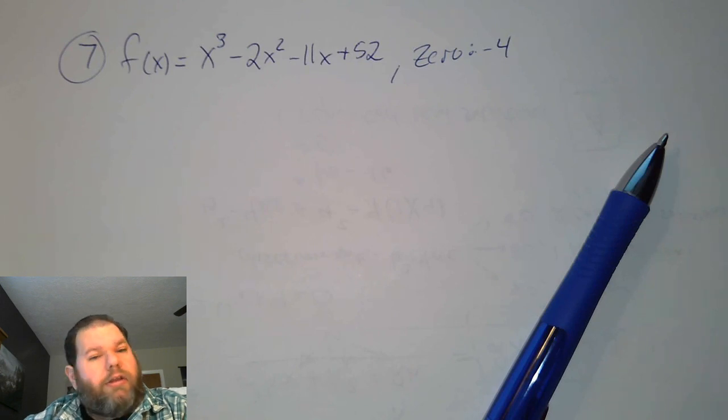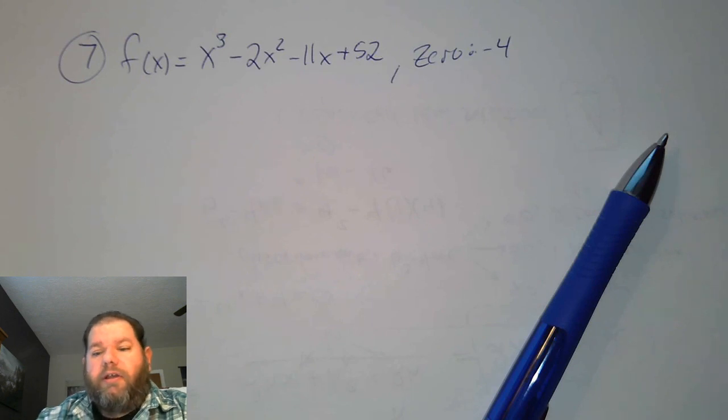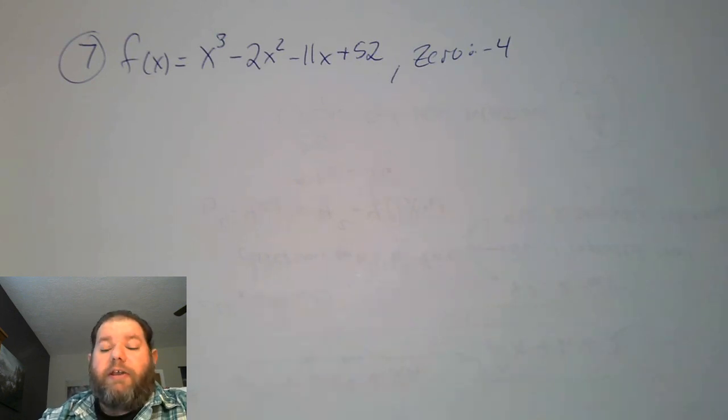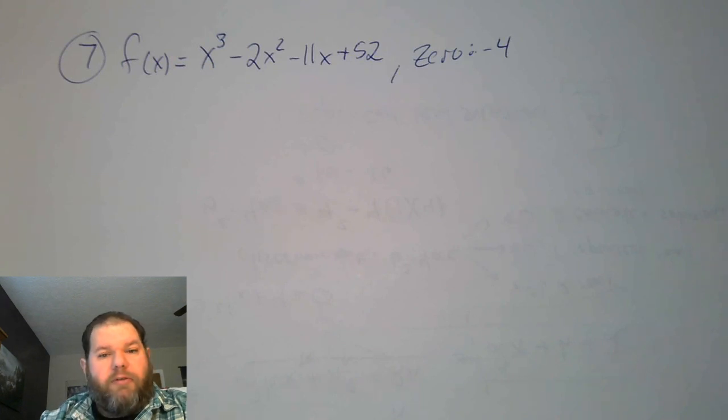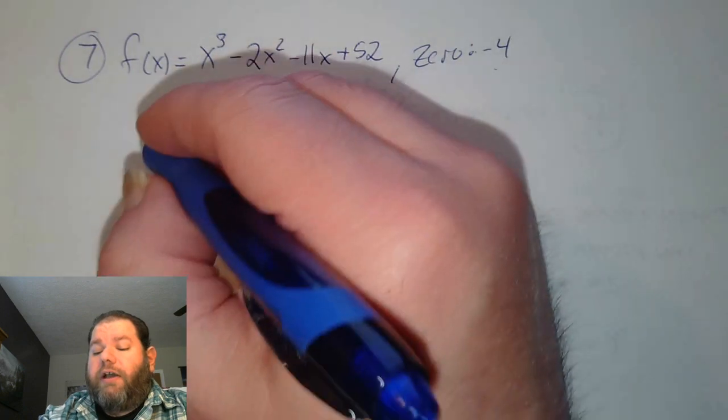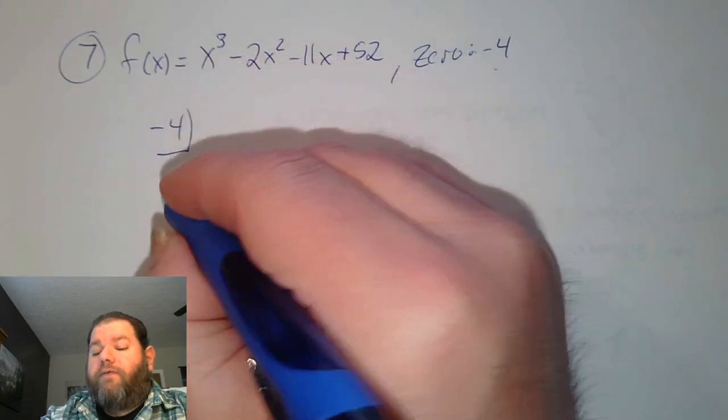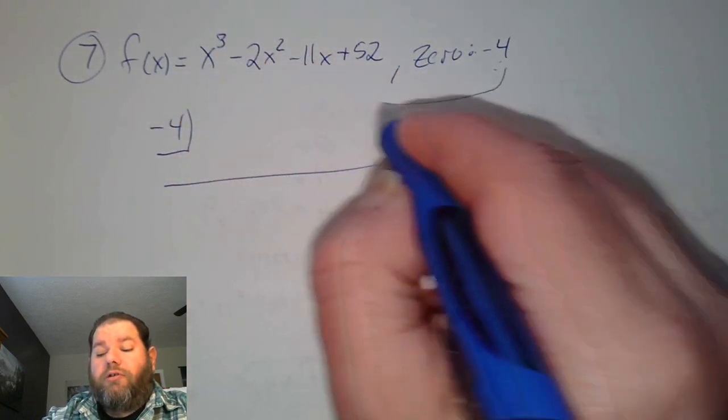But I asked it a little bit differently than this one is presented. Instead of giving you the 0, I gave you the binomial that was one of the factors. This one is basically the same question, but they asked us to find all the zeros rather than the actual binomials, which is really the same process, but it means we have to pay a little more attention to our signs. So if our 0 is -4, that means we'll use -4 in synthetic division.